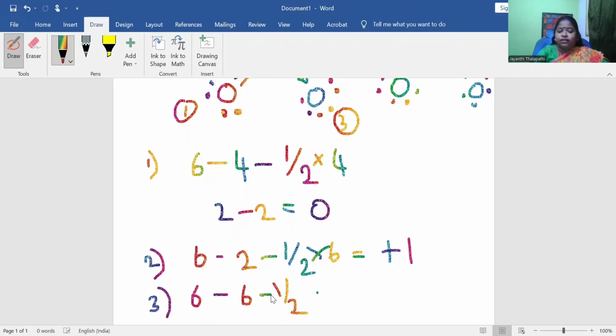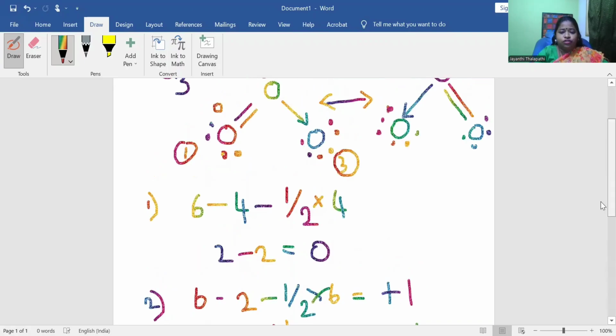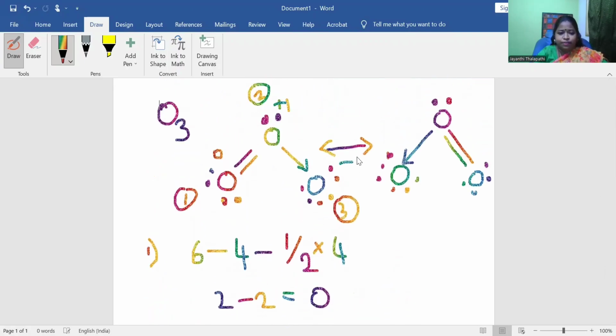How many shared? The number 2 oxygen contributed 2 electrons, right? So half into 2. So what do you get here, children? You get minus 1, right? So the charge of the third oxygen is minus 1. Hope you understand this. Thank you.